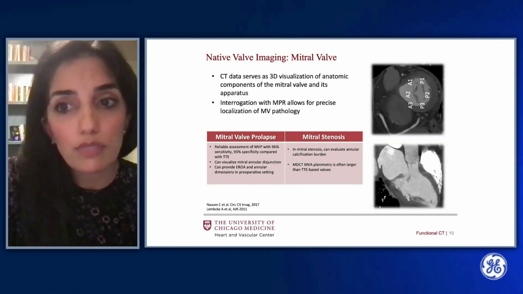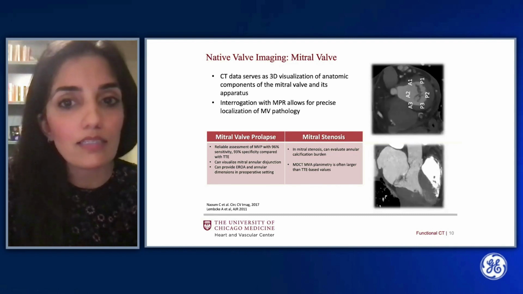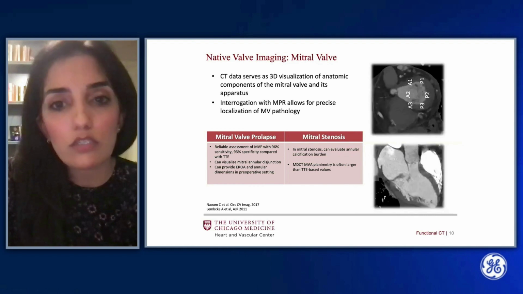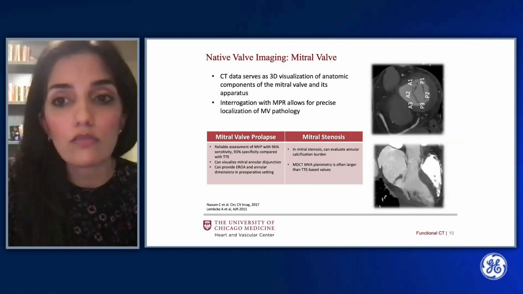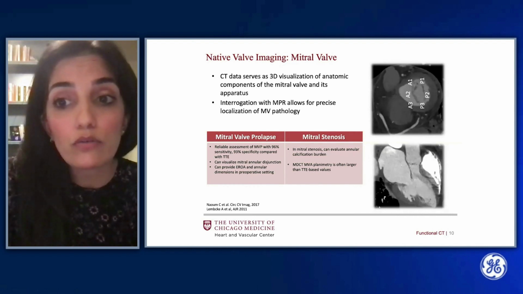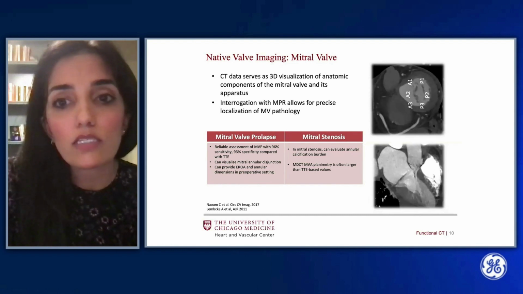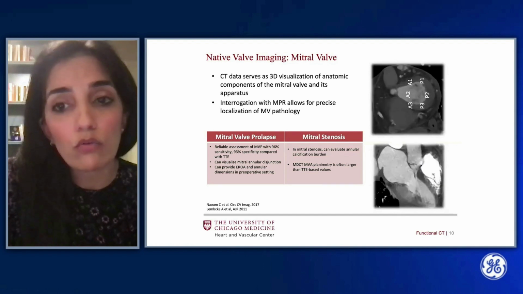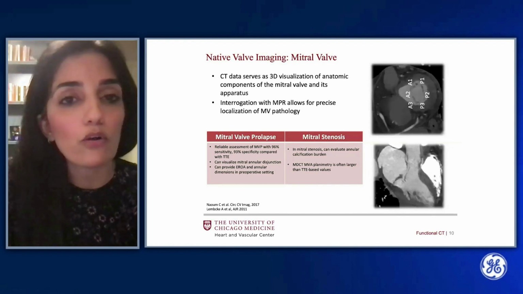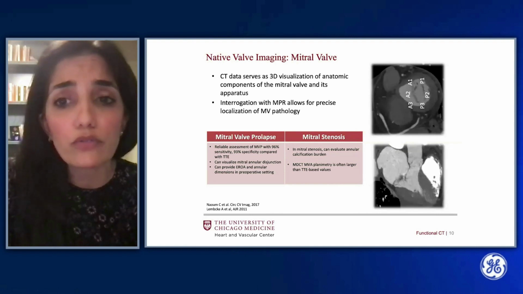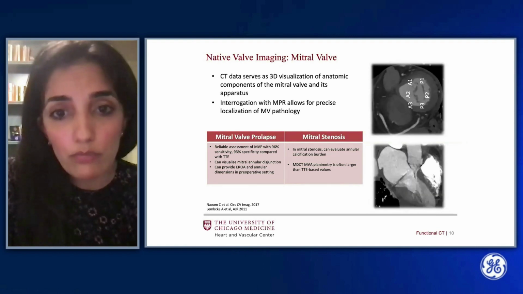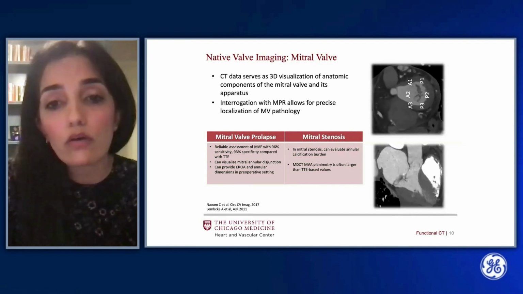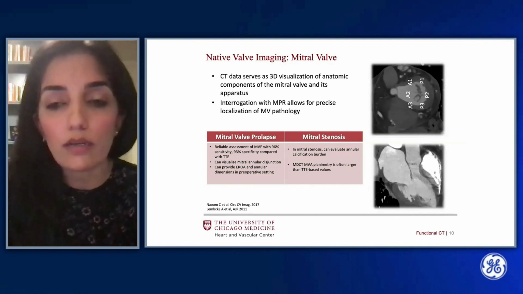Mitral valve prolapse in particular can be reliably assessed by CT with excellent sensitivity and specificity when compared to echo, with additional data supporting surgical correlation of CT findings. It can also serve to identify more malignant forms of the disease like mitral annular disjunction, or be utilized to determine regurgitant orifice area and annular dimensions in the preoperative setting. For mitral stenosis, the annular calcification burden can be adequately visualized and quantified with relevant implications, we know, in the setting of transcatheter interventional planning.